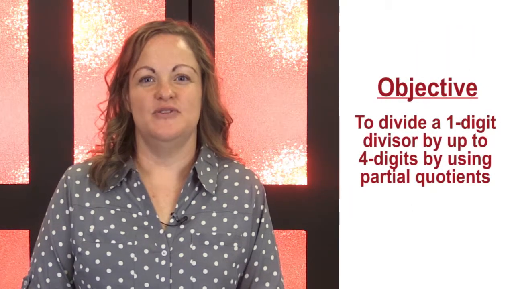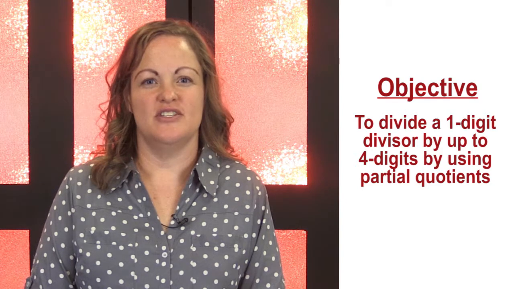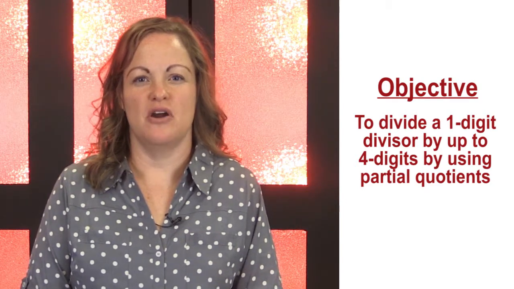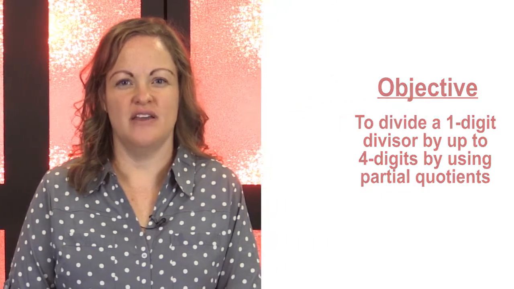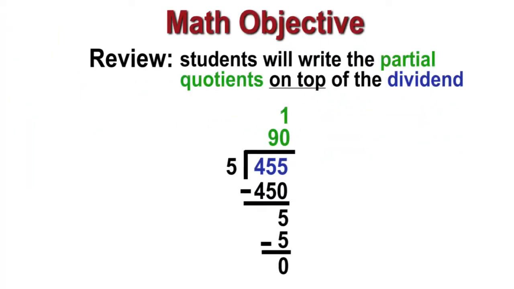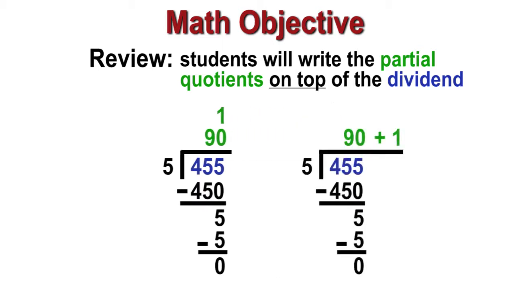In this lesson, students will be able to divide by a one-digit divisor up to 4 digits by using partial quotients. Students will discuss the multiplication equations used to find the quotients. In this lesson, students will write the partial quotients on top of the dividend. It is also common to see the partial quotients written to the right of the partial products. Either method is acceptable and both are considered the partial quotient method.